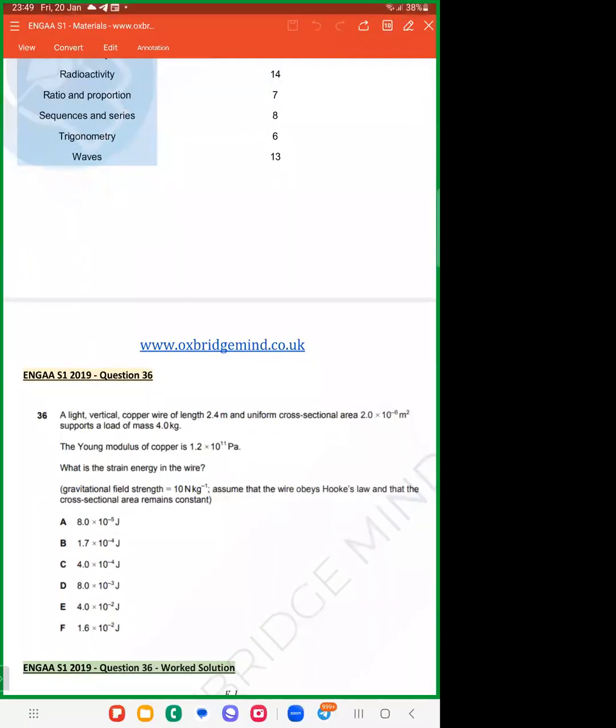Stress then is 40 divided by 2 times 10 to the minus 6.